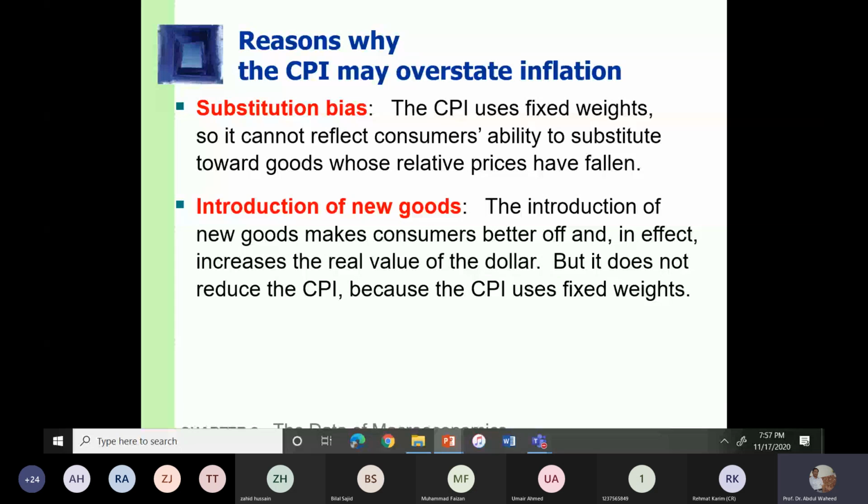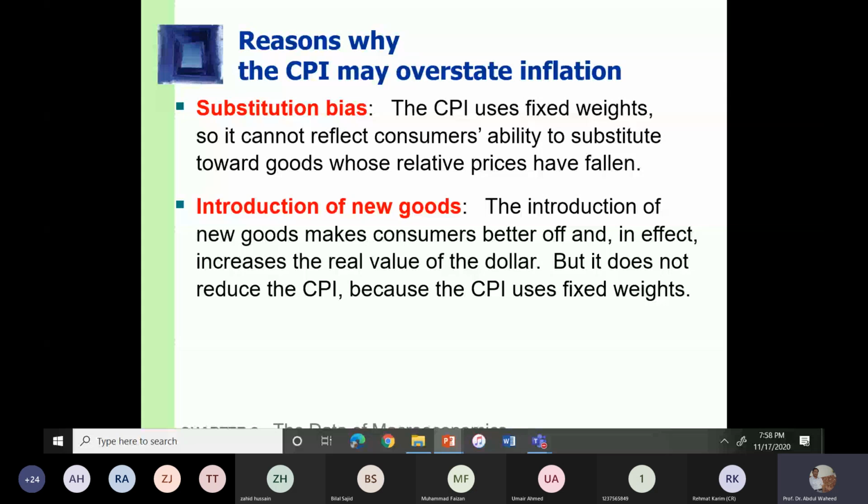Next is the introduction of new goods. When there is an introduction of new goods, it will make consumers better off. But it is not reflected in the consumer price index, because once you decide that these are the 400 commodities that would be included in the consumer price index, then if there is an introduction of a new good, maybe that good could be cheaper, that good may make consumers better off, but that good is not included in the basket, because the basket was already made maybe 5 years back or 10 years back, and we don't change the basket every year. So we don't change the commodities that make up the basket in the consumer price index. So if there is an introduction of a new good, it will not be included in the consumer price index.